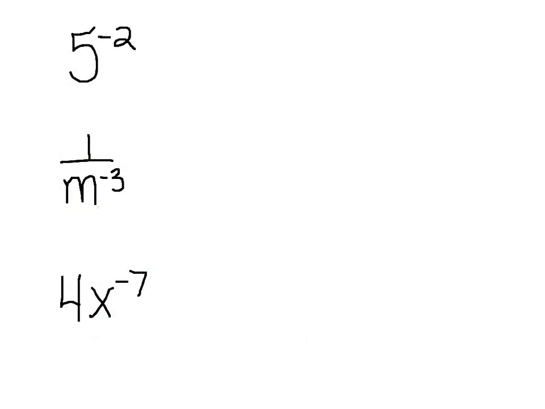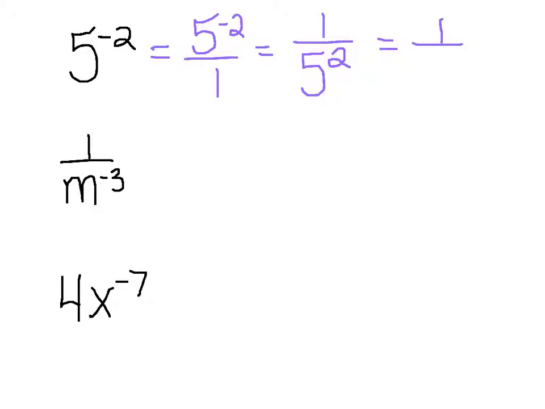So looking at some examples, we have 5 to the negative second. This is like 5 to the negative second over 1. We hate negative exponents, never want them, so we have to simplify it. We're going to keep the base the same and keep the exponent the same, but we're going to flip it. We're going to put it in the denominator and make the exponent positive. Well then, 1 over 5 squared is 1 over 25, so that's our final answer.